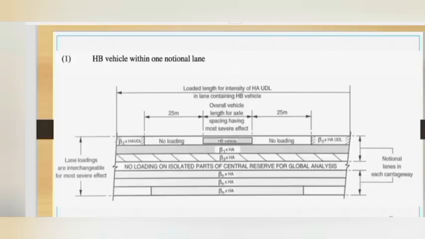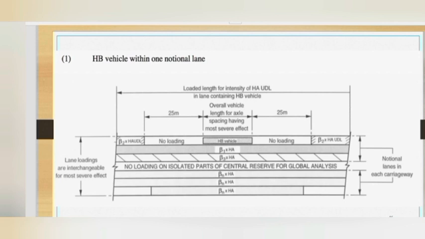So today we are going to look at the code of practice, the BD 3701, which is the code of practice by the British Standard. Today we are looking at the disposition of the loads, the HA load and the HB load, and how they are being applied at the notional lanes.